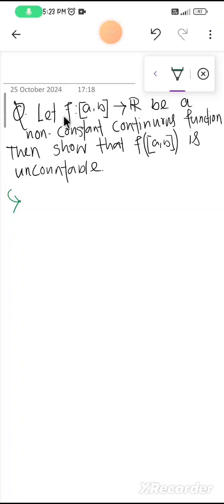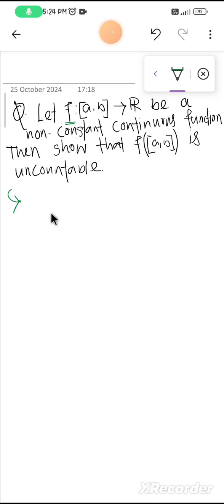So the question is, let f from closed interval ab to R be a non-constant continuous function. Then show that f of ab is uncountable. So we have to prove that the range of this function is uncountable, provided that the function f is non-constant and continuous. So let us prove this.